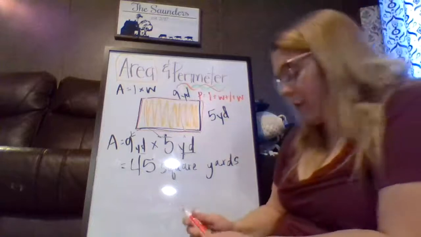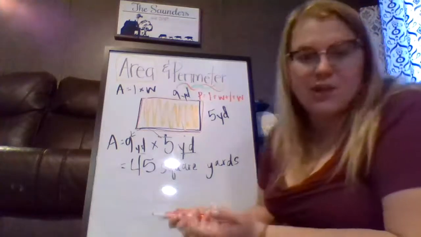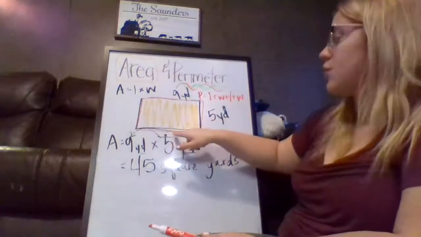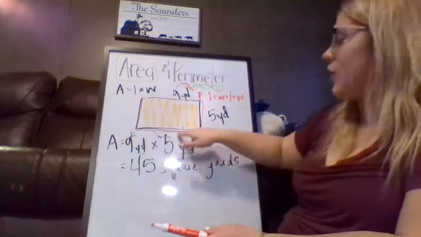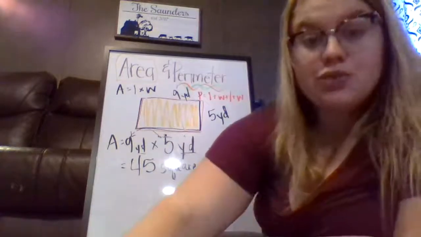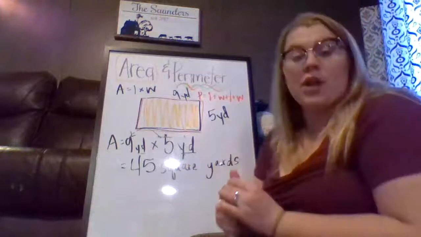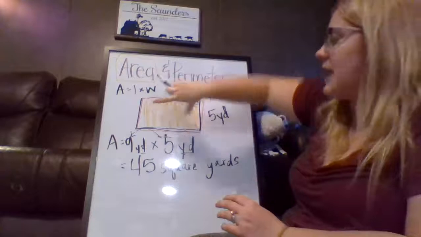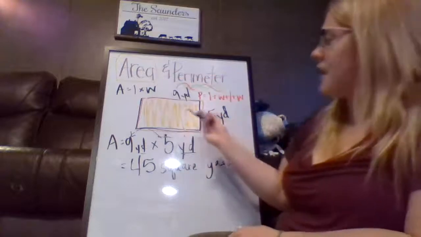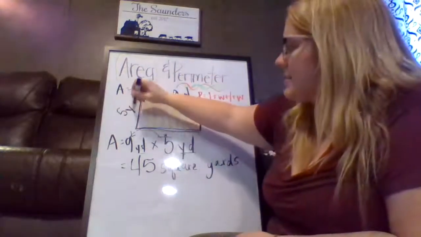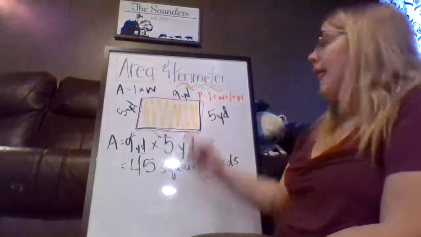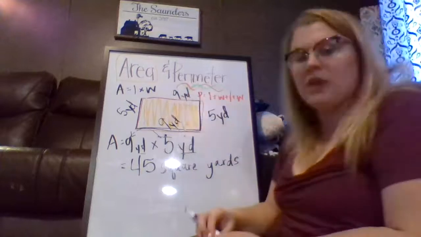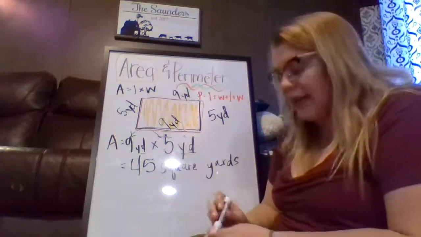The thing that a lot of people get confused on is they say, Miss Saunders, I can't do that problem because I don't know how long this is, and I don't know how wide this side is, and I don't know how long this side is. But you do know. We know that a rectangle has two sets, the opposite sides are the same length. So if this side is 5 yards, that means this side is also 5 yards. And if this side is 9 yards, that means this side is also 9 yards. So now we can do that addition.